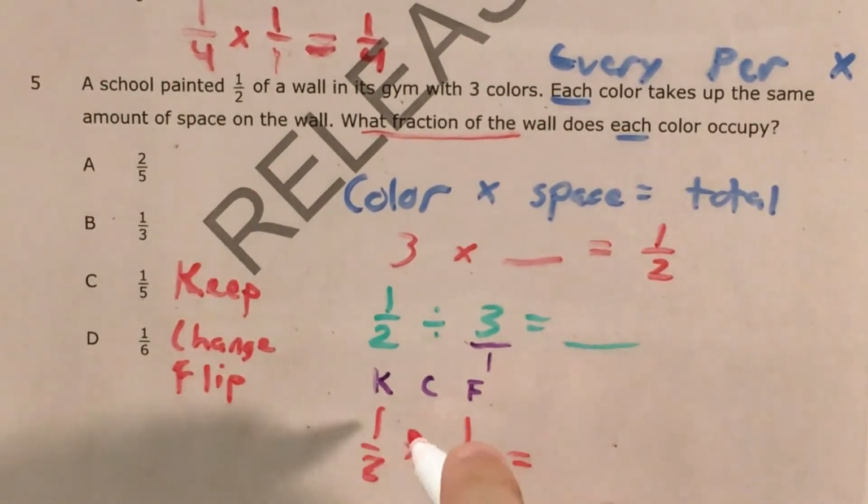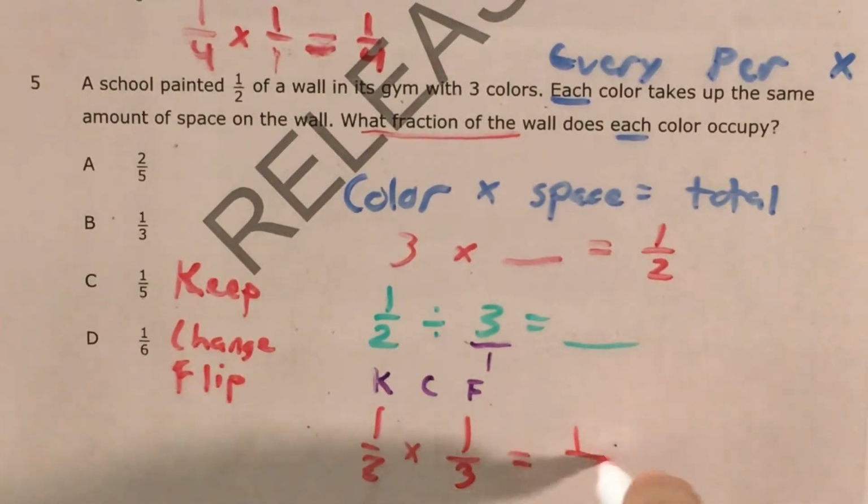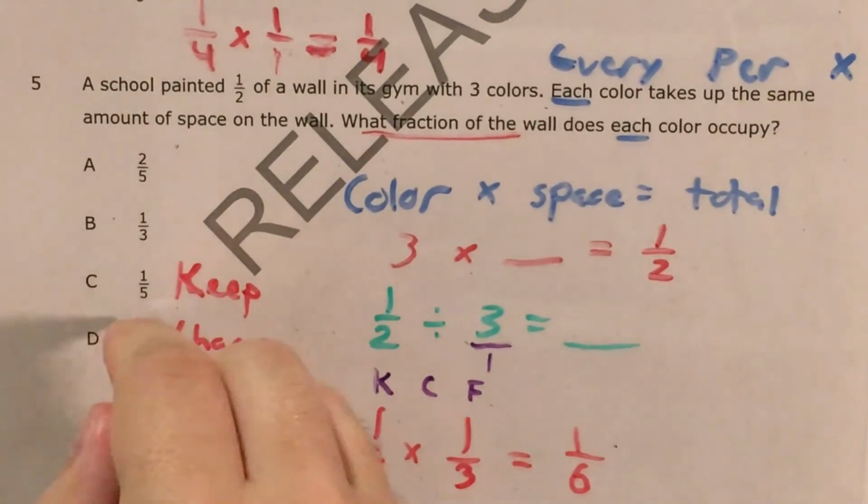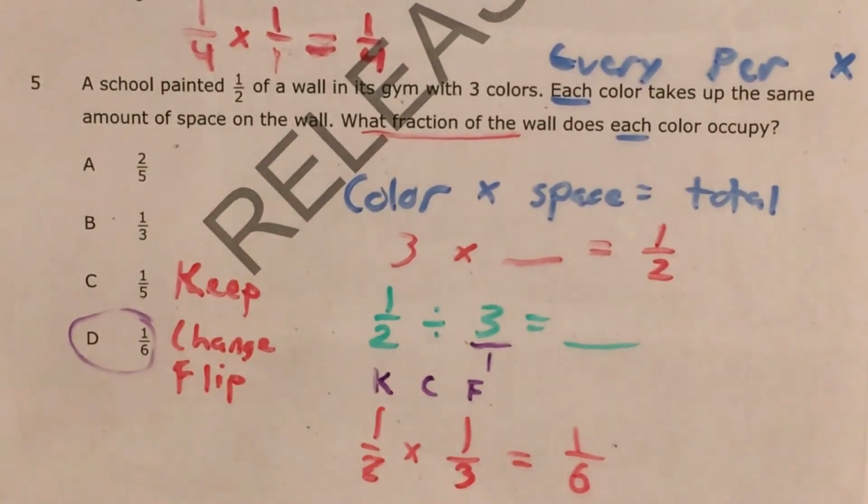And now I can just use my multiplying trick where I multiply numerators and denominators. 1 times 1 is 1. 2 times 3 is 6. So I end up with an answer of 1/6. Now I'm going to go ahead and plug this in and check it just to be sure.